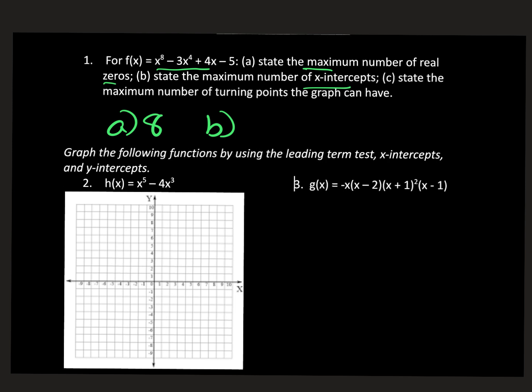Part B, x-intercepts, same as the zeros, because x-intercepts are zeros. Part C, how many turning points? Remember, the maximum number of turning points is 1 less than the degree, which is just 7. So that's all you got to do in number one.